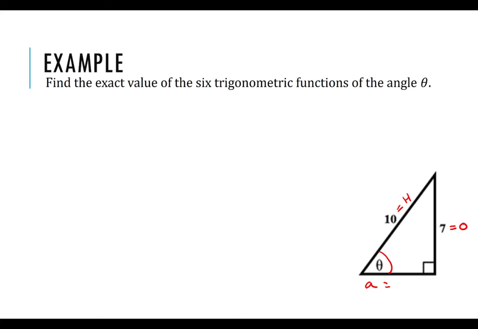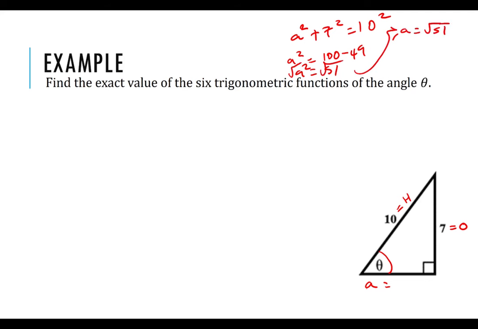If I have a right triangle, then I have the Pythagorean theorem. That's a squared plus 7 squared is equal to 10 squared. So a squared is equal to 100 minus 49, and 100 minus 49 is 51. So a squared is equal to 51, and taking the square root of both sides, a is equal to root 51. Root 51 has a prime factorization of 3 times 17, so it won't simplify any further.